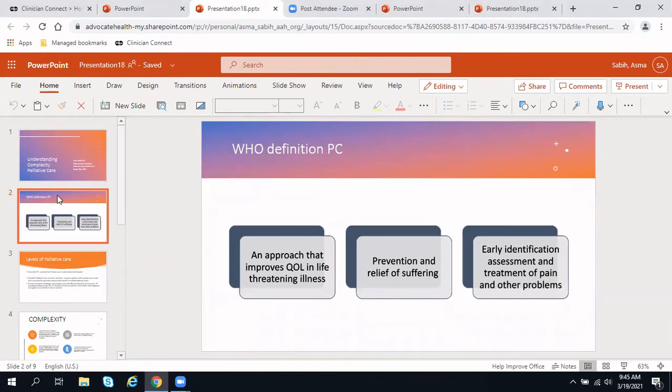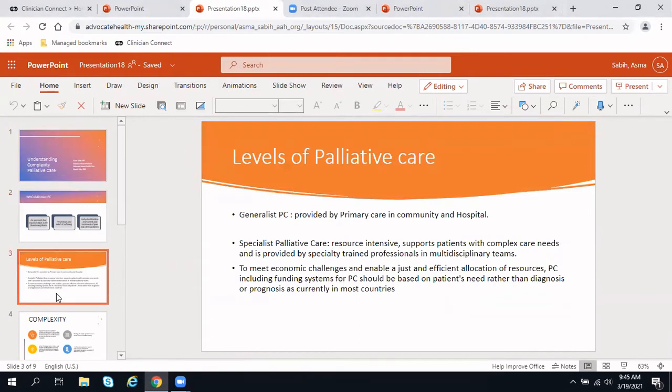Internationally, there is no uniform way to describe different levels of palliative care, but there are two levels. One is generalist palliative care, which provides the primary care in community and hospital, and it's usually done through the primary care providers or the hospitalists who are the primary care provider in the hospital setting. Specialist palliative care comes in as resource intensive support for patients with complex care needs, and is provided by specialty trained professionals in multidisciplinary teams.